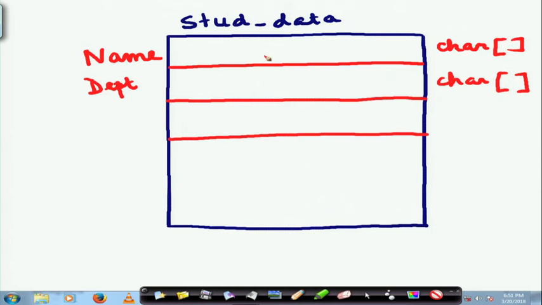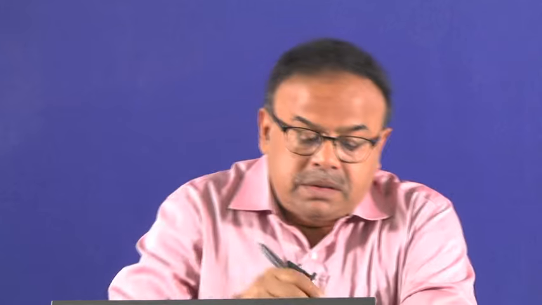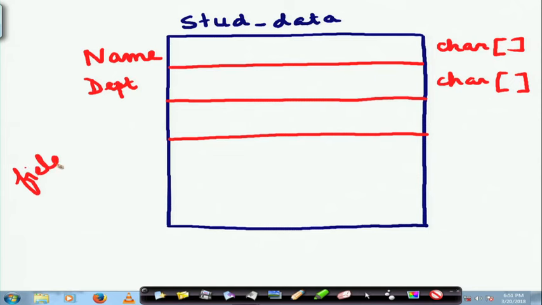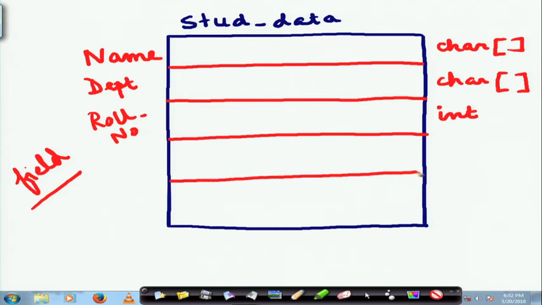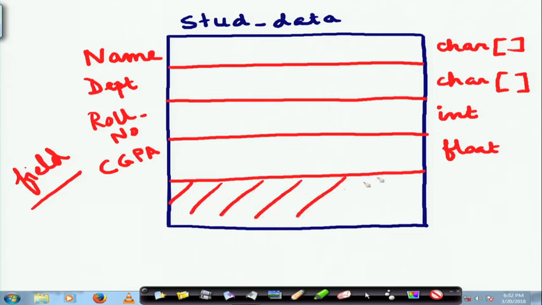Another field, remember that every time I am using the term field of student data. So, name, department, what else did we have? Roll number, which will be of type integer, and CGPA, which will be float. Suppose there is no other field, all right.